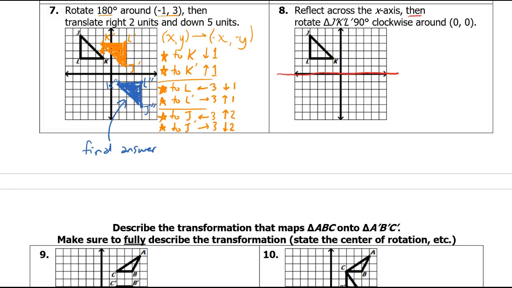Just everything above the axis will flip to being below the axis. So instead of being 2 units above, L prime should be 2 units below. K, same thing. It was 2 units above. So now we're 2 units below. And then to get to J, it was 1, 2, 3, 4, 5 units above. So 1, 2, 3, 4, 5 units below.